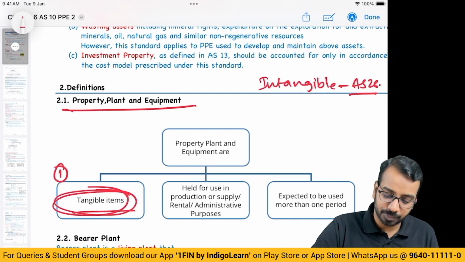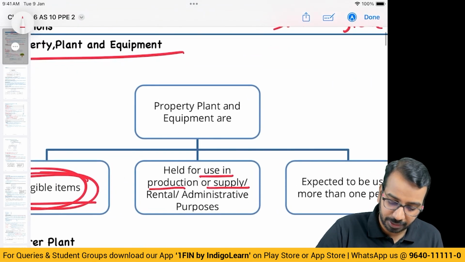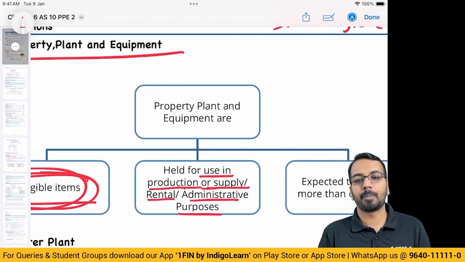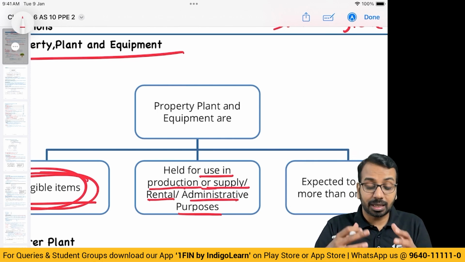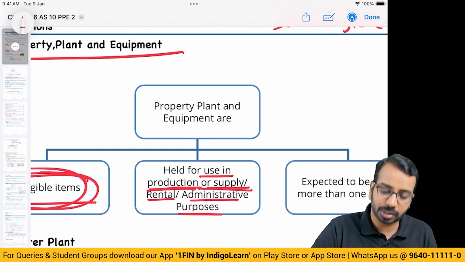So, tangible items. Then, held for use in production or supply, or rental or administrative purpose. So, what are we using it for? Production or supply. For example, you have a factory, right? When you have a factory, that factory you use to produce goods. Those goods will be sold in the market. So, you are using it for production or supply.